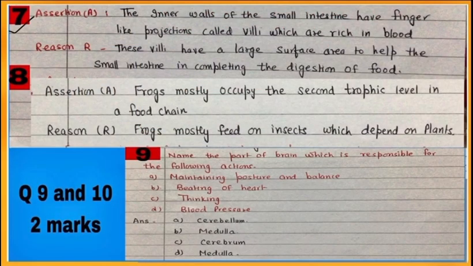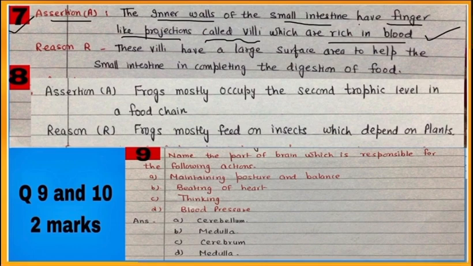Question number 7. Assertion statement. The inner walls of the small intestine have finger-like projections called villi, which are rich in blood. This is the correct statement. Small intestine की inner walls में finger like projections होते हैं जिन्हें villi कहा जाता है and they are richly supplied with blood vessels. This is the correct statement.